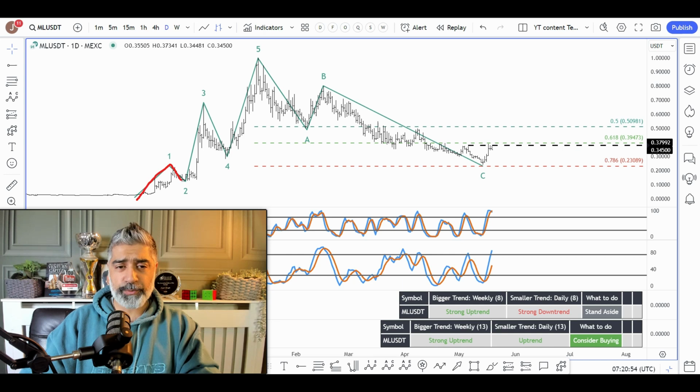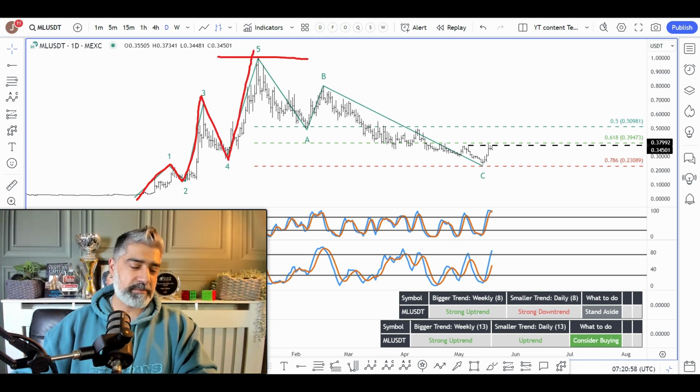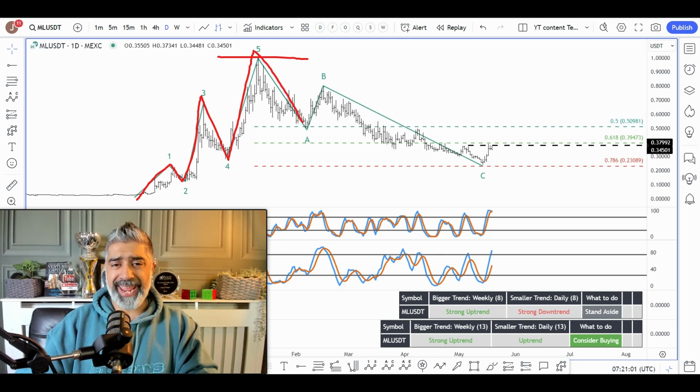So we look like we've got a nice 1, 2, 3, 4, 5-wave move to the upside. Textbook, perfect, looks good. And then we look like we've got an ABC correction where this wave C is broken down to a 1, 2, 3, 4, 5. So that looks pretty good as well.